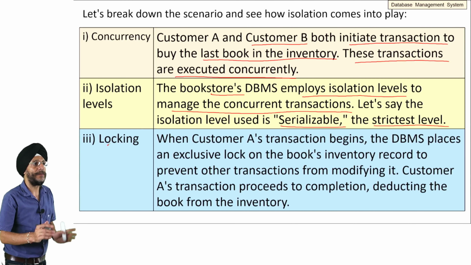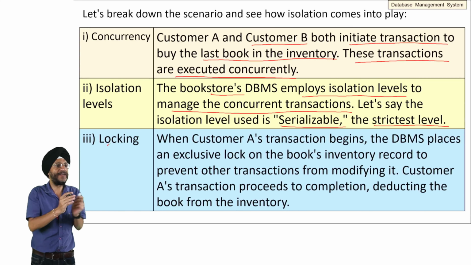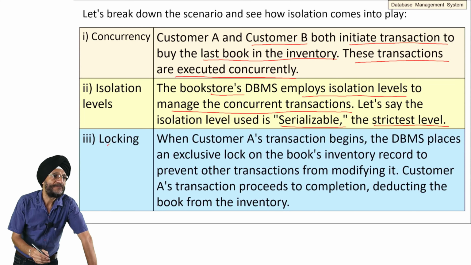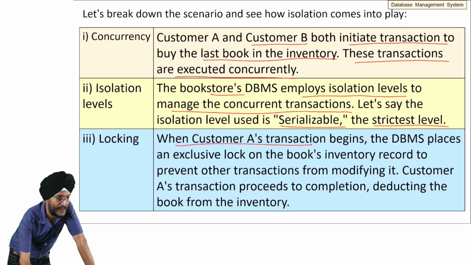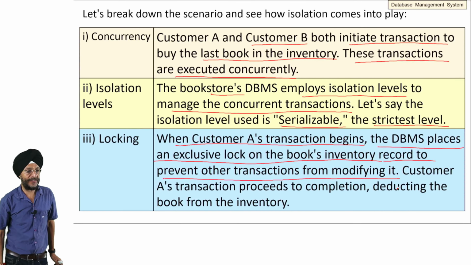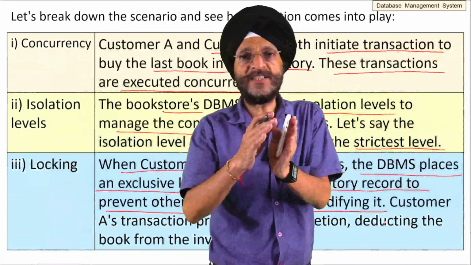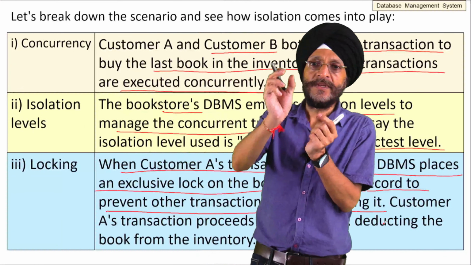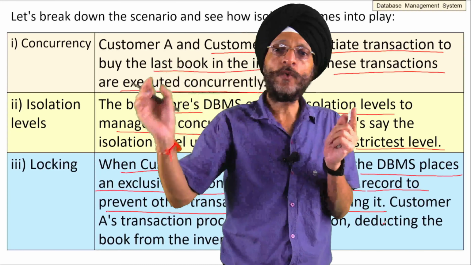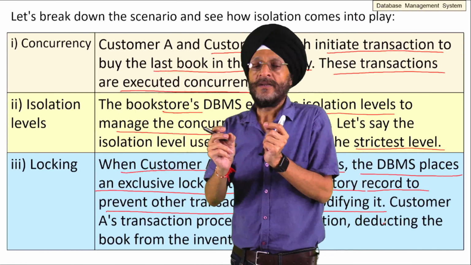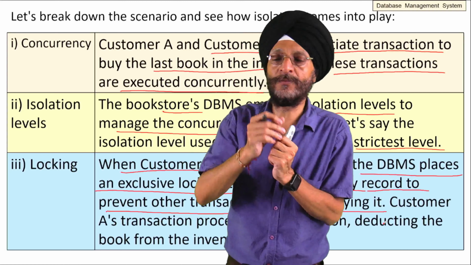We have also learnt about the read lock and write lock. You can also learn about the same from our previous course. When the customer A's transaction begins, the DBMS places an exclusive lock on the book entry's inventory record to prevent other transactions from modifying it. That is, when the transaction of A is going on, the DBMS system puts a lock on the inventory of the book. That is, no other person can place the order for the said book.